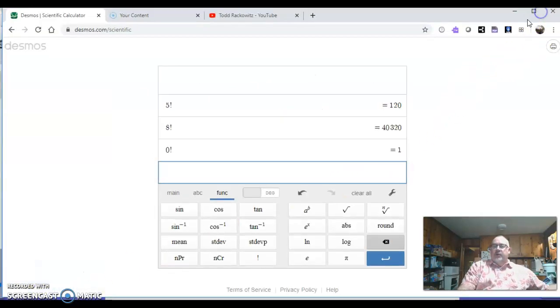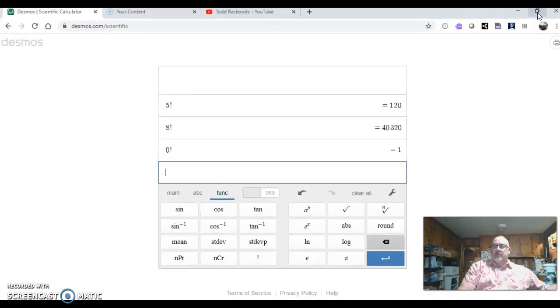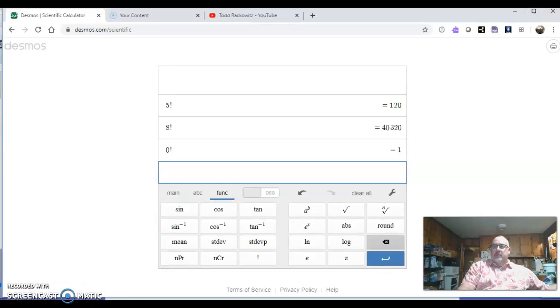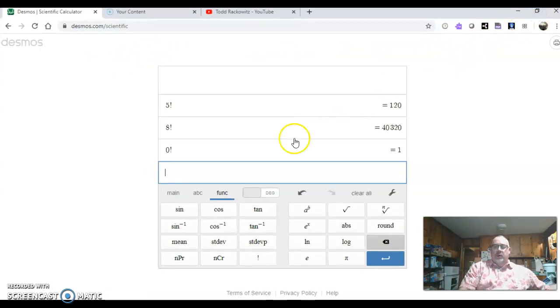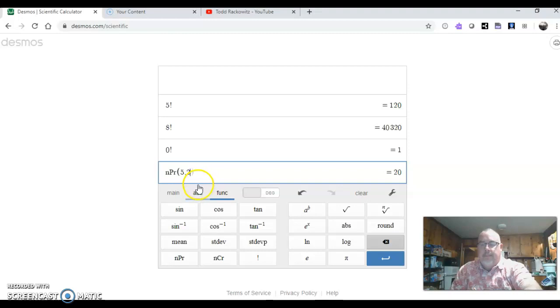All right, so the permutations are here. When you press that, it was 5 comma 2, so 20 would be the answer.